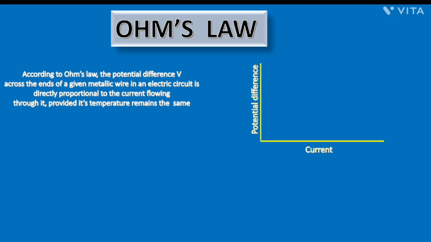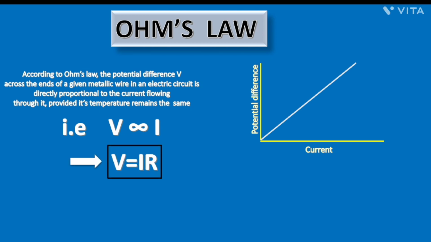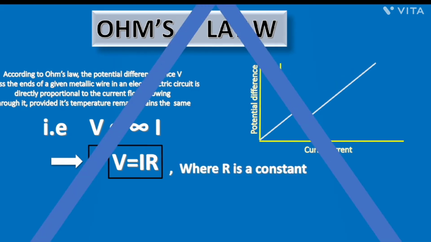When George Simon Ohm calculated the potential difference and current, he found that with an increase in the value of current, the potential difference is also increasing. So he found that both of them are directly proportional to each other. That means potential difference V is directly proportional to current I, which implies V equals IR, because when you remove any proportionality sign, you have to put a constant. So George Simon Ohm put a constant, that is R, where R is a constant.